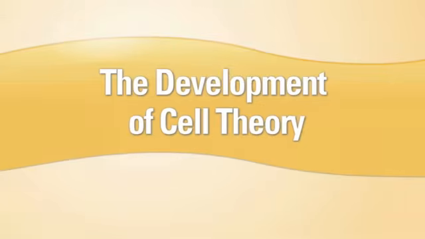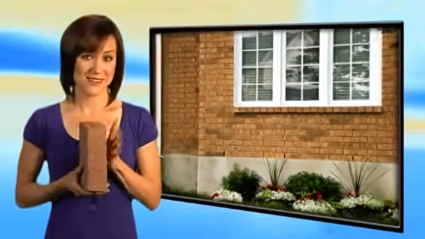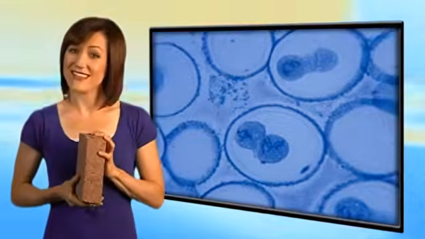The development of cell theory. A brick house is made up of many bricks. A brick is the basic unit of structure of a brick house. The basic unit of structure in a living thing is a cell. All living things are made up of one or more cells.